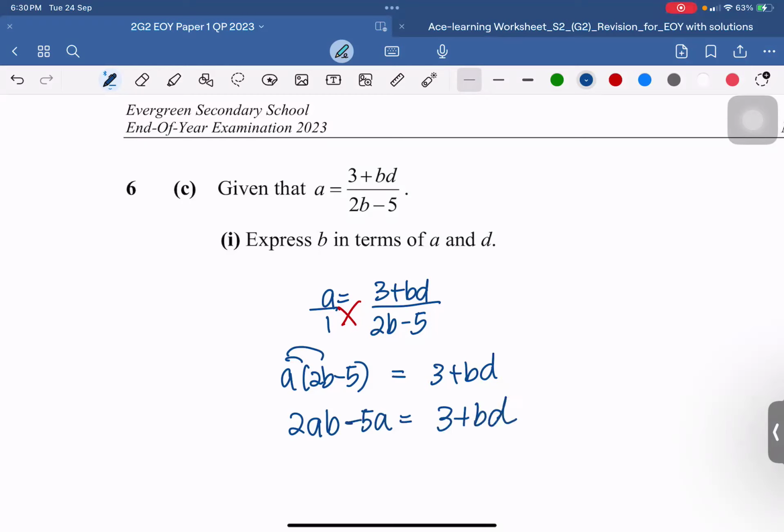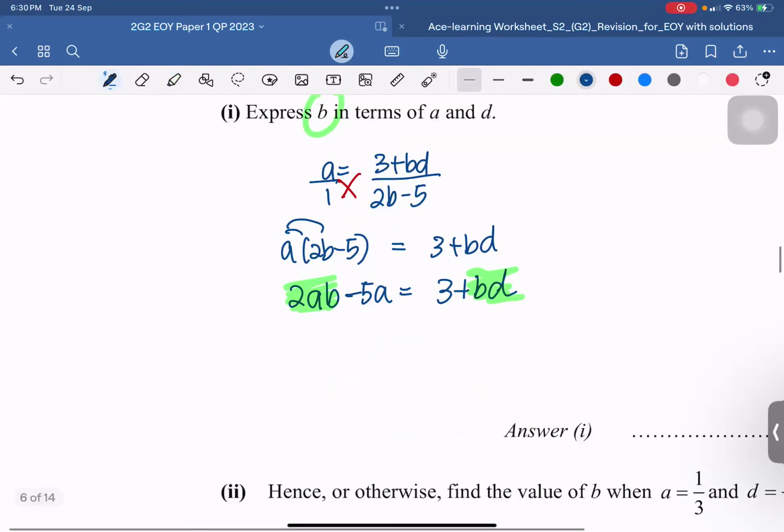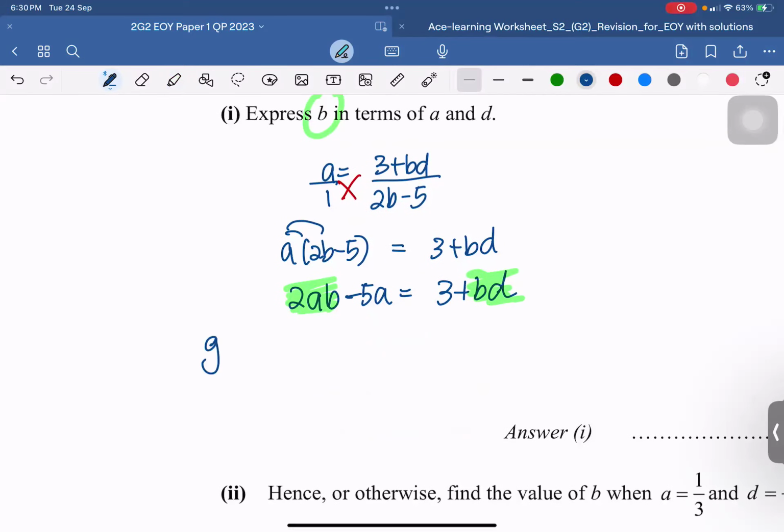What is the subject that I want? b. So I must put all the terms with b together. G, F, D. Group them together. Then the 5a shifts over to the other side, equals 3 plus 5a. Correct. Good. Next one.